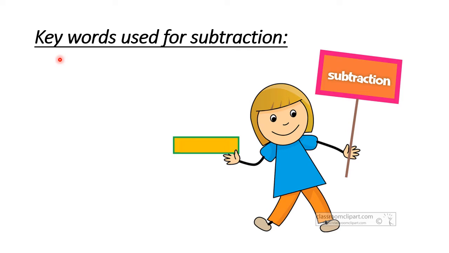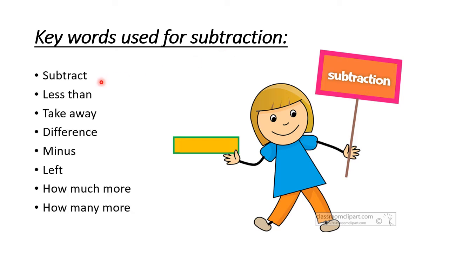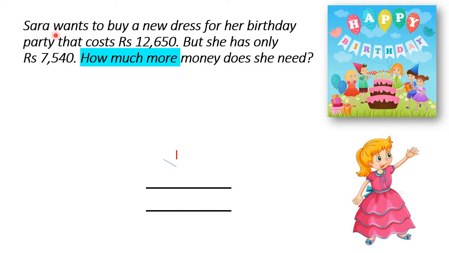Before starting, students, let's revise the keywords that are used for subtraction. Subtract, less than, take away, difference, minus, left, how much more, and how many more. These are the keywords that will help you to identify that the given problem belongs to subtraction. In this example, we have: Sarah wants to buy a new dress for her birthday party that costs rupees 12,650, but she has only rupees 7,540.